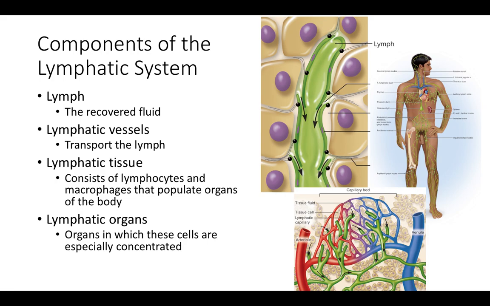So here's an individual lymphatic vessel. And you can see them all throughout the body here, and then integrated with the capillaries. The lymphatic tissue is just tissue that consists of different lymphatic cells, and we'll talk about those cells as we move through the slides today. It also consists of macrophages, and so we find lymphatic tissue in different organs throughout the body. And then finally we have lymphatic organs, which are organs that are especially concentrated with these lymphatic cells or with the lymphatic tissues.